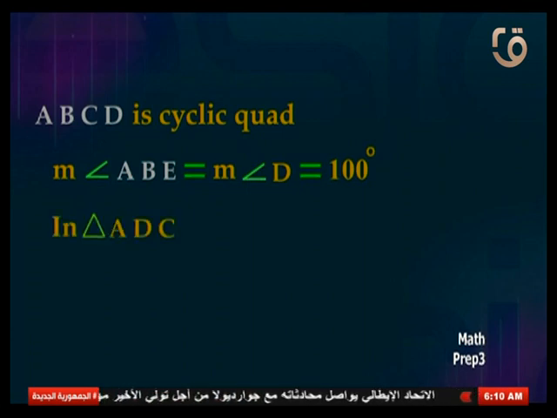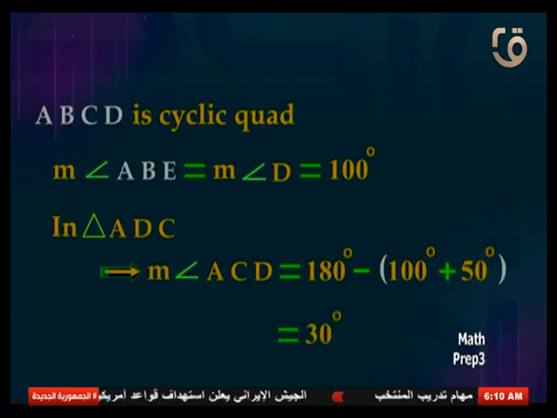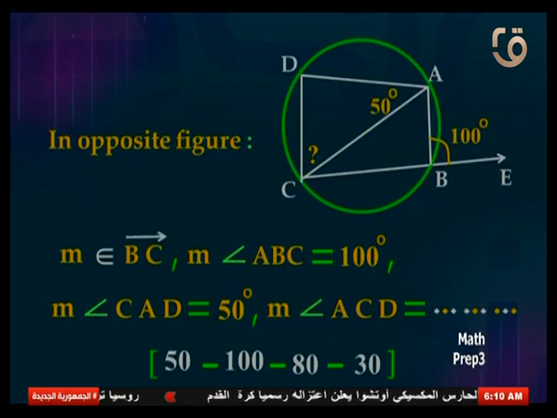Then in triangle ADC, you are going to notice that measure angle ACD equals 180 degrees minus the sum of 100 degrees plus 50 degrees, to obtain a result of 30 degrees. Then we can say that measure angle ACD is going to be 30 degrees, which is the fourth choice.